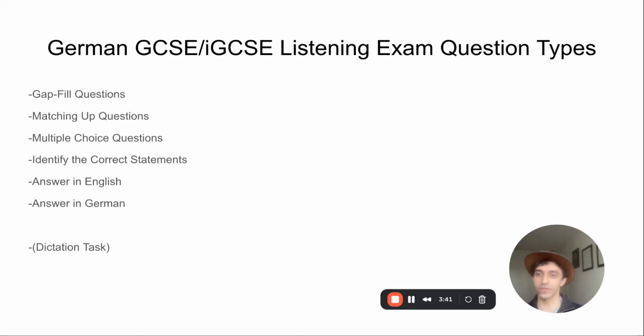We're going to look at every single one of these question types mentioned just above the dictation task, and I'm going to take you through them one by one using particular examples as well. There is considerable overlap or similarities in the question types between the listening exam and reading exam as well. If you're familiar with the question types there in the reading exam, that should really help you.